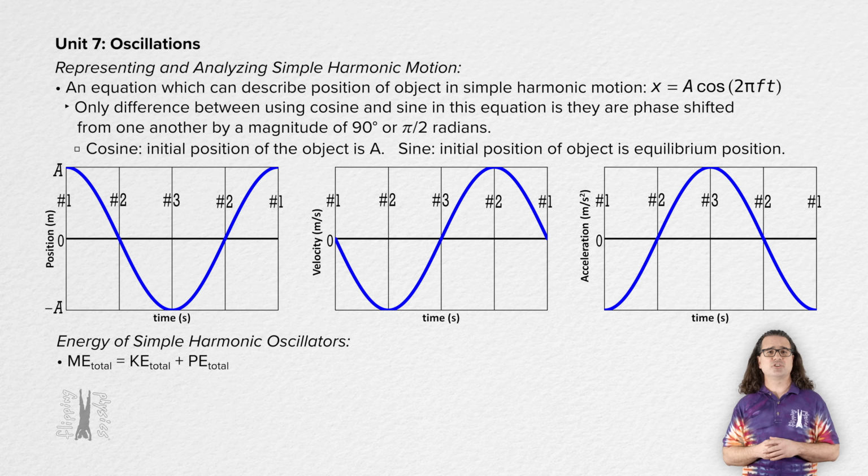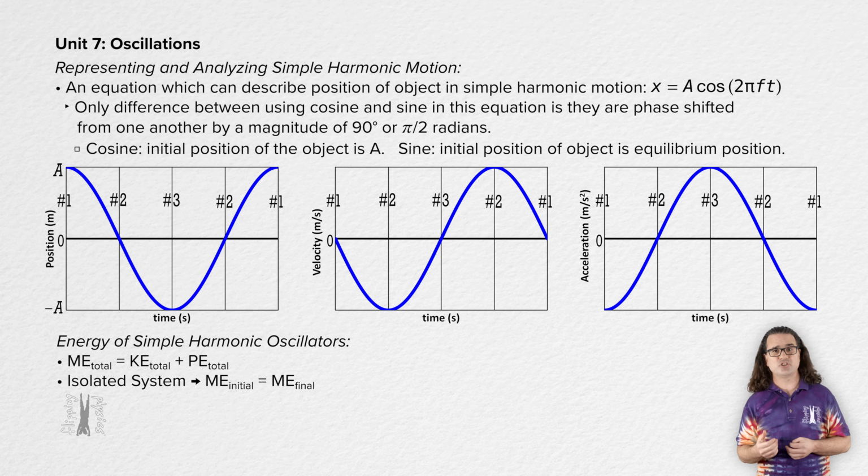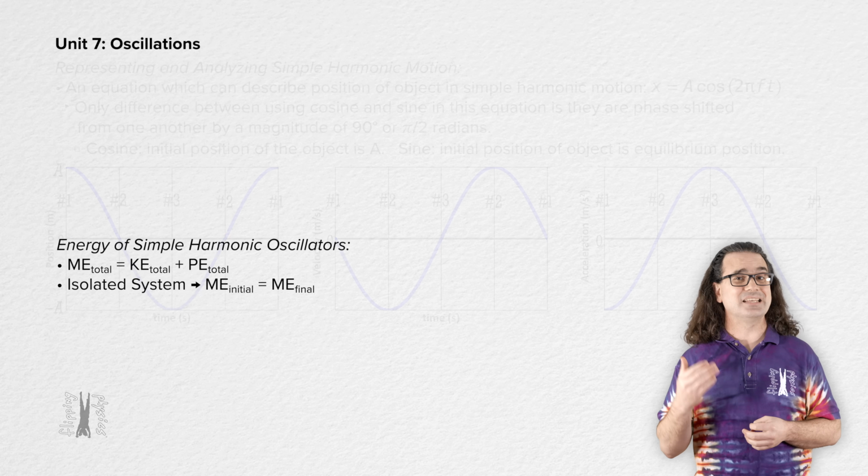The total mechanical energy of an object in simple harmonic motion is the sum of the kinetic energy and the potential energy of the system. The total mechanical energy of an isolated system in simple harmonic motion is constant.